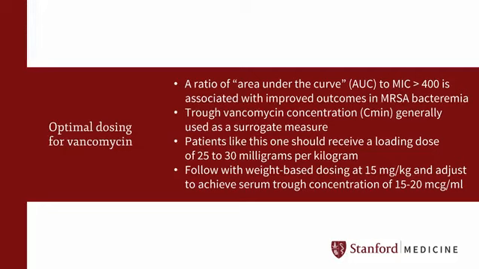Since achieving an adequate trough as soon as possible improves outcomes, it is currently recommended that patients such as this one, who is critically ill, receive a loading dose of 25 to 30 milligrams per kilogram of vancomycin. This would then be followed by weight-based dosing at 15 milligrams per kilogram with adjustments designed to achieve a serum trough concentration, or C-min, of 15 to 20 micrograms per ml. Once again, it should be noted that these recommendations are derived from studies focusing on MRSA bacteremia, and the target may differ in dealing with infections due to other organisms and other sites of infection.